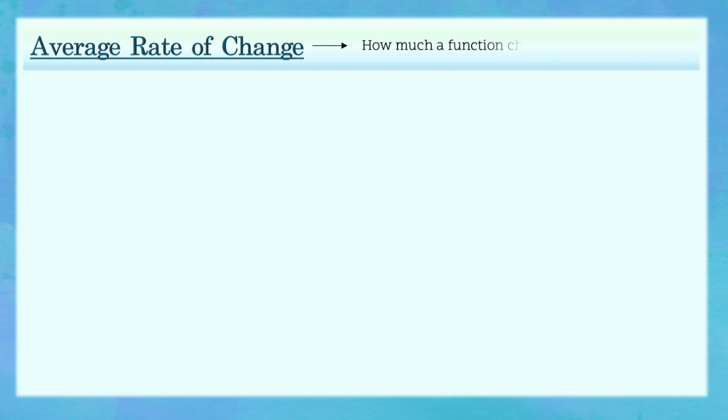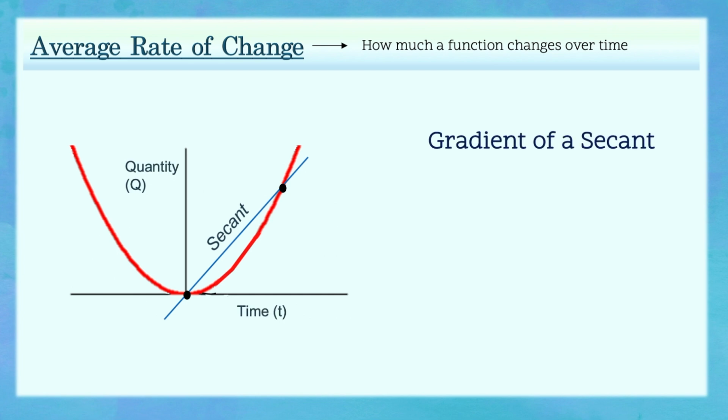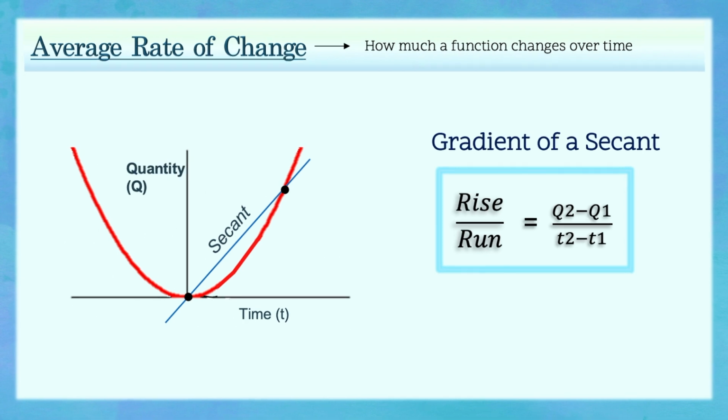The average rate of change is how much a function changes over time between 2 points on a curve, equal to the gradient of a secant, found by using rise over run, or q2 minus q1 over t2 minus t1, where q, the quantity, is a function of t, time.